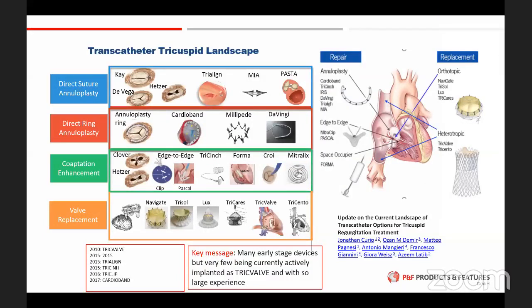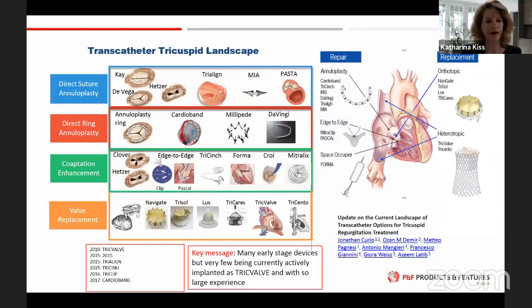What is the transcatheter tricuspid landscape at the moment? We are aware that most of the technologies available today are mimicking surgical approaches, such as the direct suture annuloplasty, of course the direct ring annuloplasty, such as the Cardioband, and the most widely used devices mimicking Clover and Hetzer stitches, which is the TriClip and the PASCAL. If we go into valve replacement, then the only device currently clinically available is the TricValve for heterotopic valve replacement.